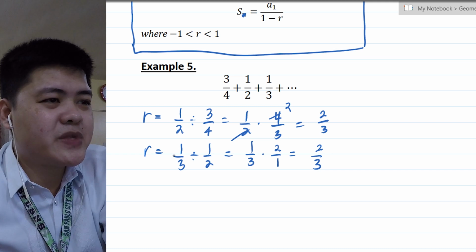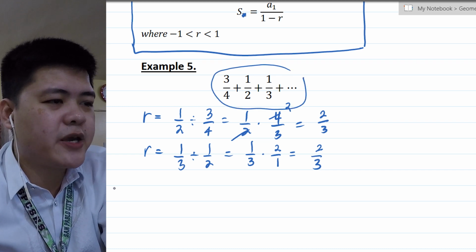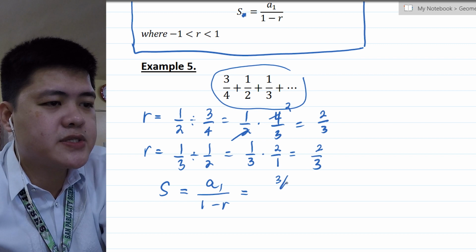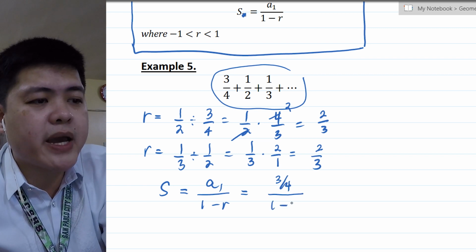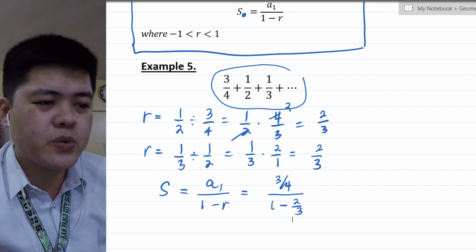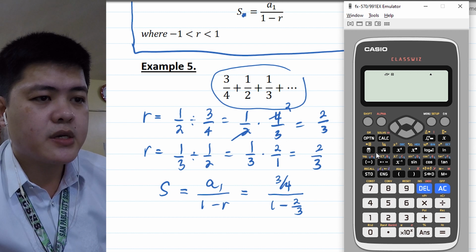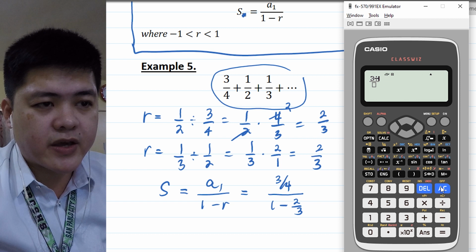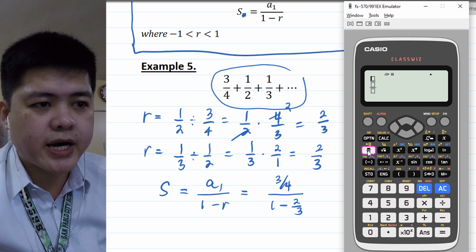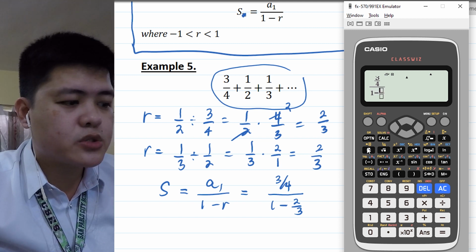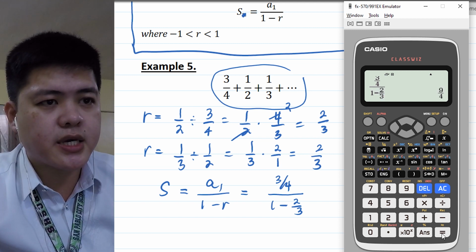So let's use a formula to get this sum. Okay? So we have S is equal to A sub 1 over 1 minus r. Your A sub 1 here is 3/4 divided by 1 minus the common ratio, which is 2/3. Okay, pwede nyo itong manu-manuhin or use our calculator. So it's 3/4 divided by 1 minus 2/3. So the answer is 9 over 4.